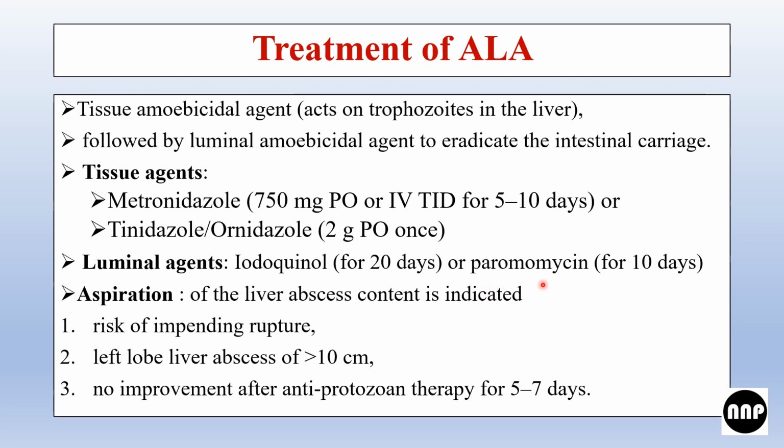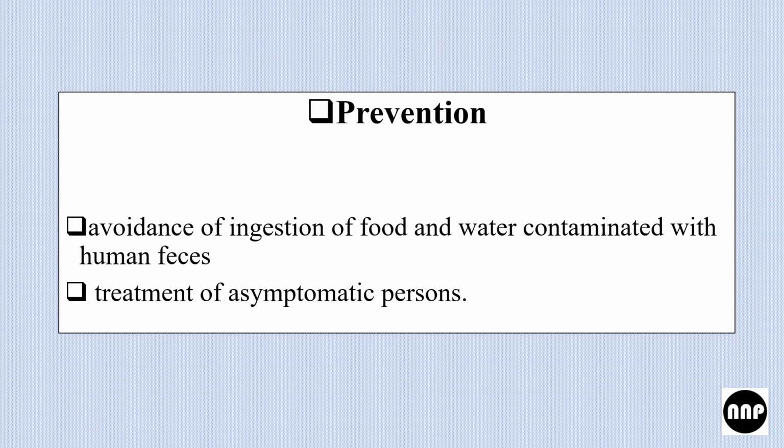for 10 days. Then since the abscess is formed, in these situations aspiration of the liver abscess is indicated. For example, if there is a risk of impending rupture, or the left lobe liver abscess is greater than 10 centimeters, or there is no improvement even after the anti-protozoan therapy for 5 to 7 days, then aspiration is indicated. So for prevention, we should know what is the mode of infection.